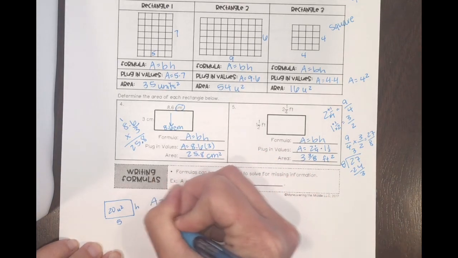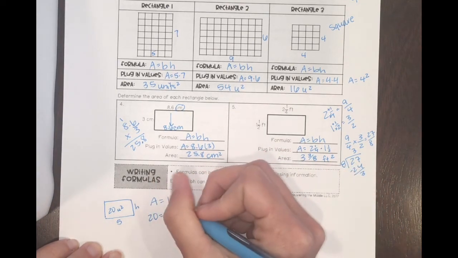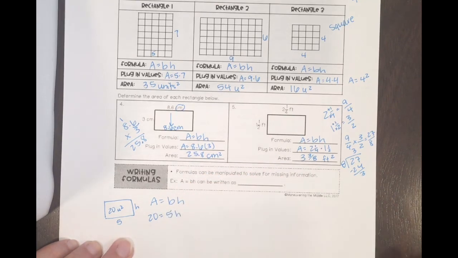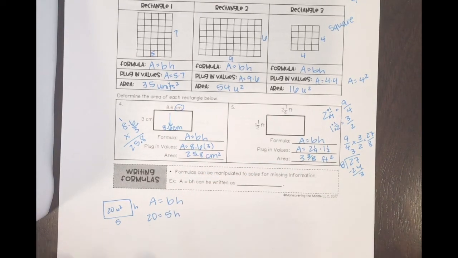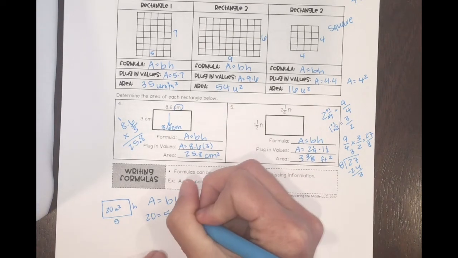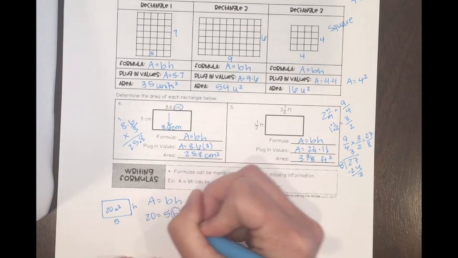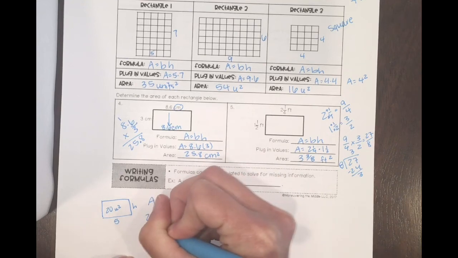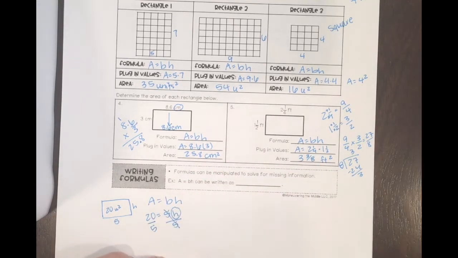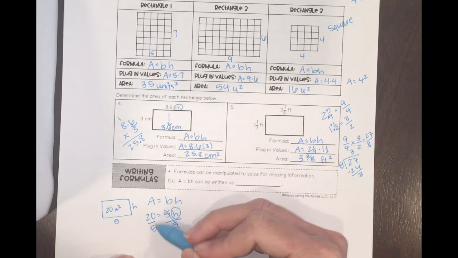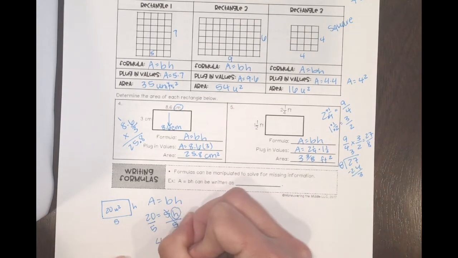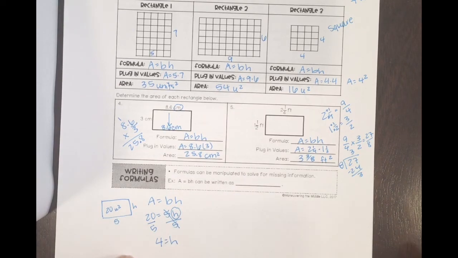So plugging in what I have, area is 20, base is 5. I don't know the height. I've got to solve for the height. Now a lot of y'all could do this in your head, but it's not always going to be that easy. So we're trying to get h all alone on one side of the equal sign. The easiest thing to do, since it's 5 times h, do the opposite and divide by 5. And we've done this in our algebra unit before. So now h is by itself. 20 divided by 5 is 4. That tells me 4 equals the height.